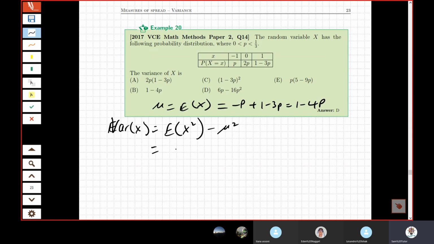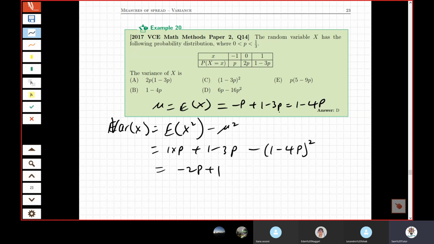E of x squared is negative 1 squared, which is 1. 1 times p is p. 0 squared doesn't do anything. 1 squared again doesn't do anything, 1 minus 3p. Minus (1 minus 4p) squared. So that becomes 1 times p, so that becomes negative 2p plus 1.